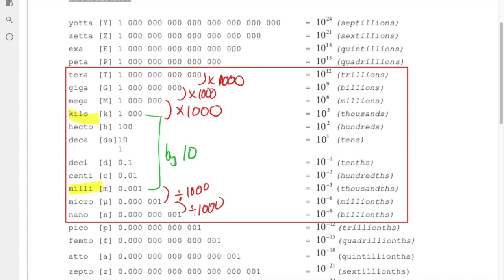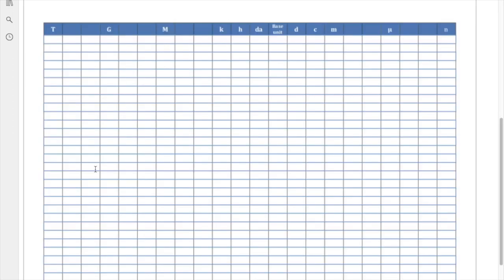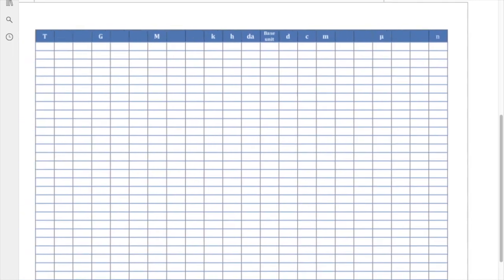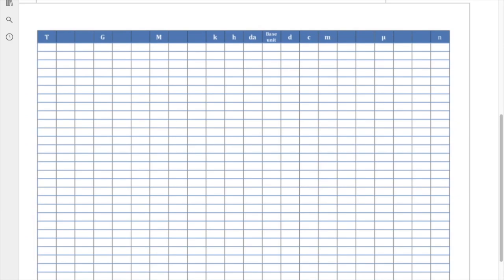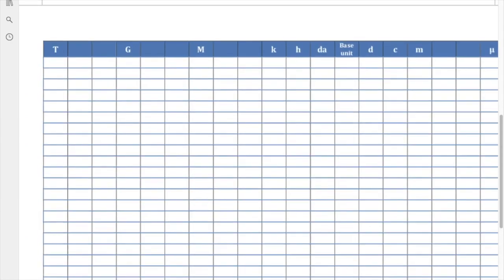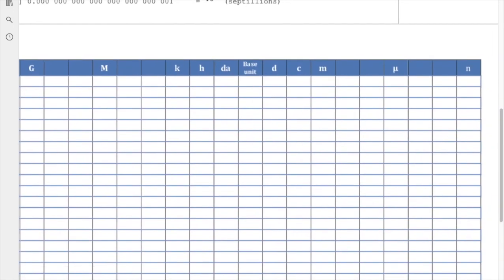You should know most of them, but I have a better way of representing this. So here I have a metric conversions chart. And these headings here represent all the headings that I expect you folks to have memorized in short order. So let me show you how this works.